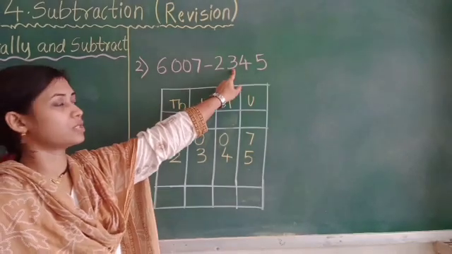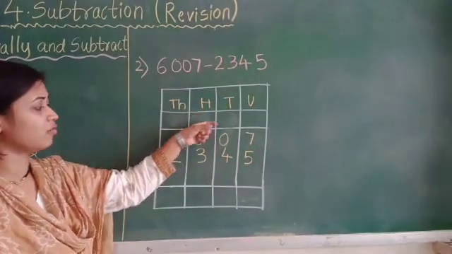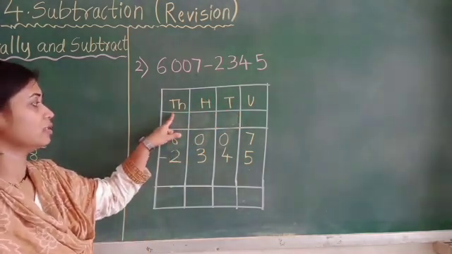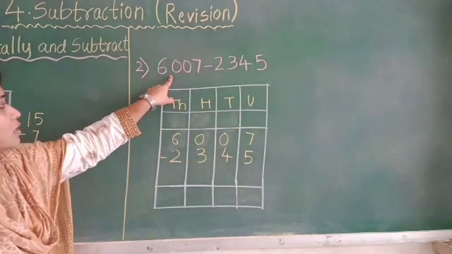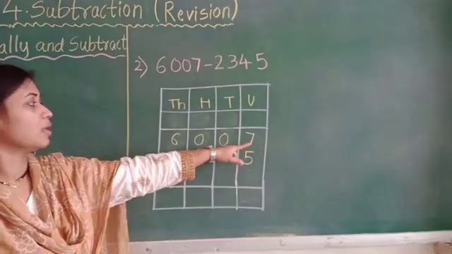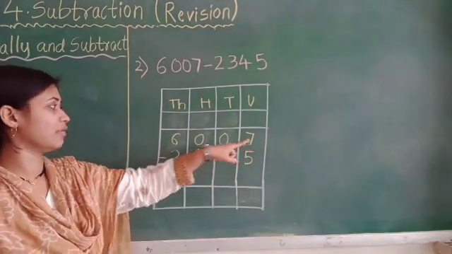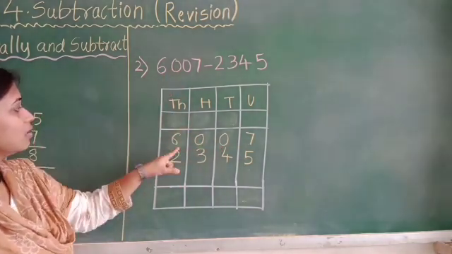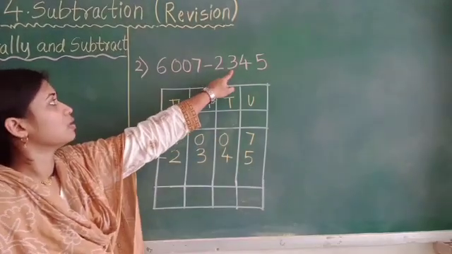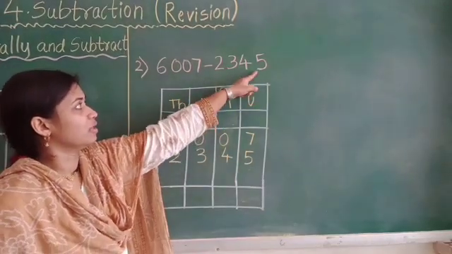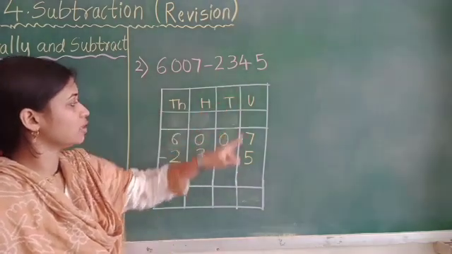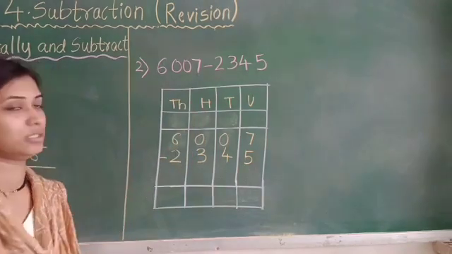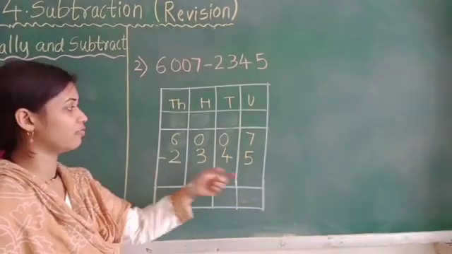The second sum. 6007 minus 2345. Again we need to draw the table. Units, tens, hundreds, thousands. 6007, we will write in this table. We will start from the units place. 7, 0 in the tens place, 0 in the hundreds place and 6 in the thousands place. Minus 2345. 5 in the units place, 4 in the tens place, 3 in the hundreds place and 2 in the thousands place. After arranging the numbers, we have to subtract.